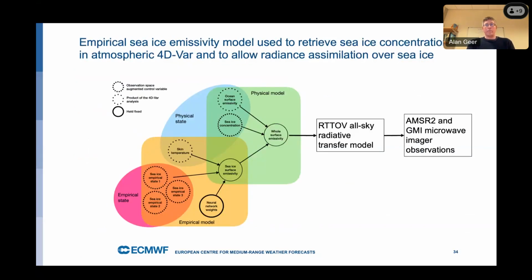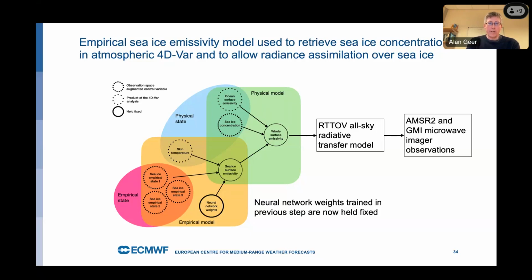So just to show a few very quick slides on the results from that model that was trained. The surface emissivity model was trained offline and then plugged into the ECMWF forecasting system. And this schematic tries to illustrate what's going on there. It's used to assimilate AMSR2 and GMI microwave imager observations over sea ice surfaces to add to the data we already assimilate over plain ocean surfaces. The empirical state and the sea ice concentration are estimated here at observation locations rather than on a map, but that's one of the main differences between the offline training and the online use of this network.